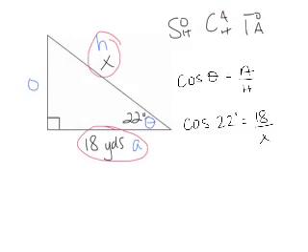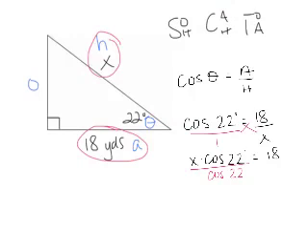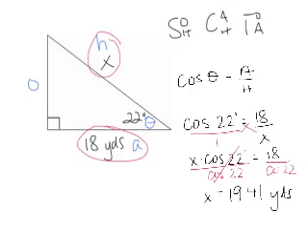Okay, remember, if I type in cosine of 22 degrees, we're going to get a funky decimal, but it's a number. So I'm going to put cosine of 22 degrees over 1 so that I can cross multiply. I'm left with x times the cosine of 22 degrees is equal to 18 times 1, or 18. To get x all by itself, I'm going to divide both sides by the cosine of 22 degrees. These reduce, and if I type in 18 divided by the cosine of 22 on my calculator, I end up with 19.41, and we're dealing with yards.